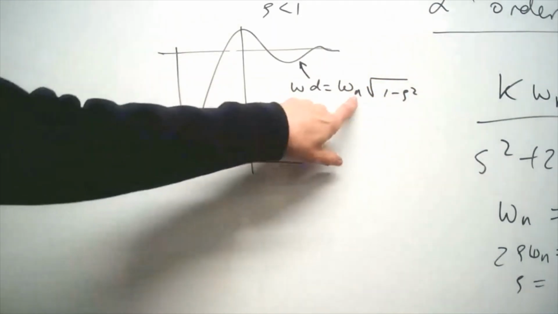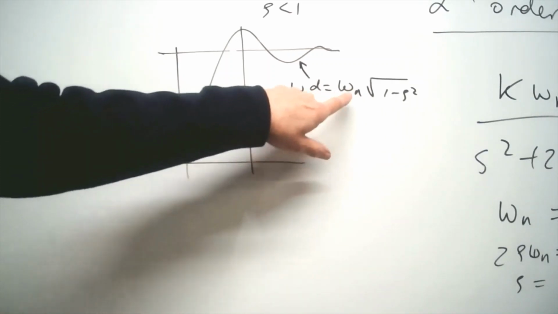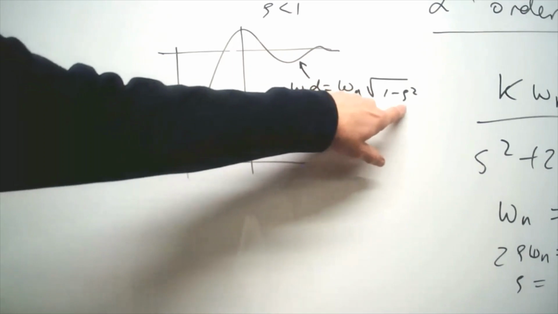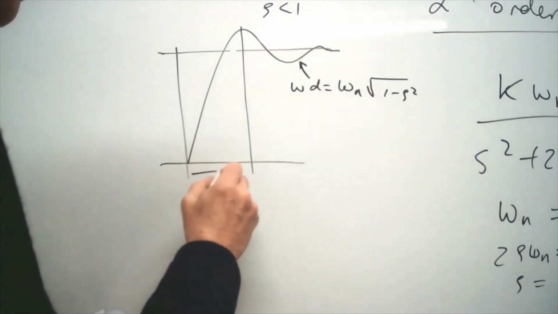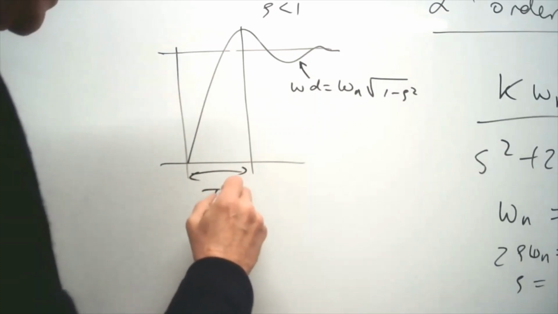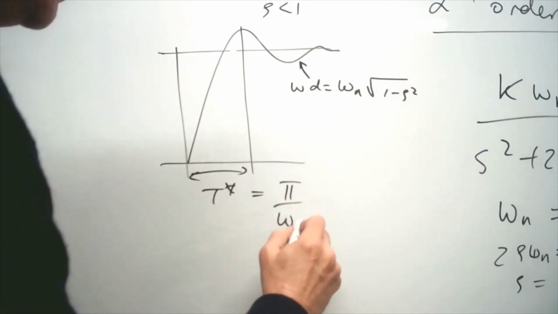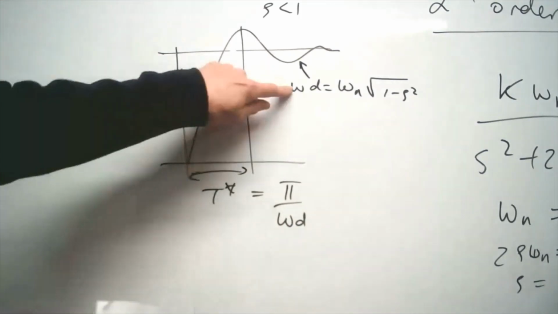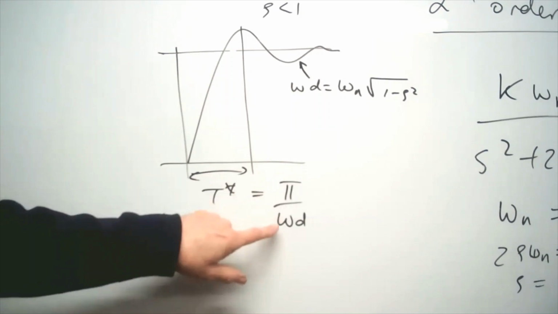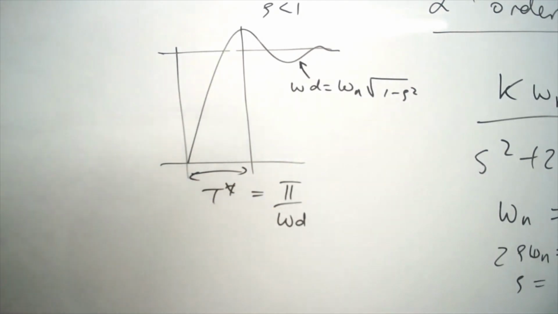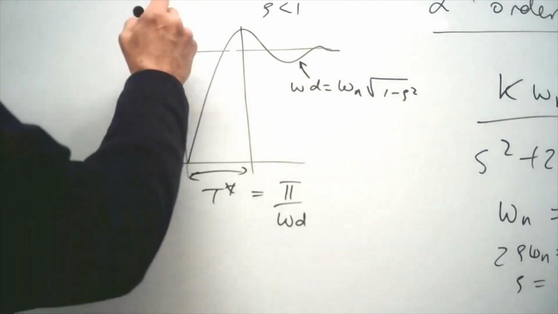Omega n is the natural frequency, n for natural. Omega d is for damped. This is a damped frequency, and it's given by omega n times the square root of 1 minus zeta squared. So you've got to know that one. This time here, which I tend to call t star, is given by pi over omega d. So once you've worked out omega d, you can work out the time for the peak overshoot using this formula. And then the final formula is the logarithmic decrement equation.